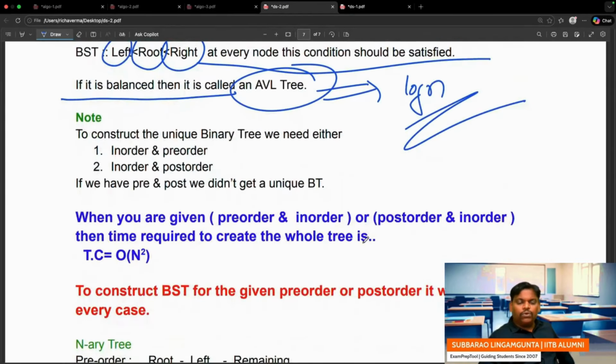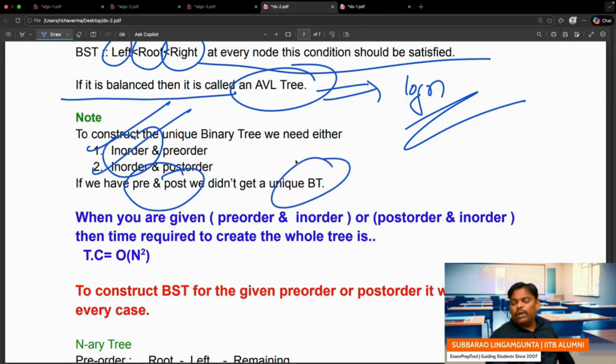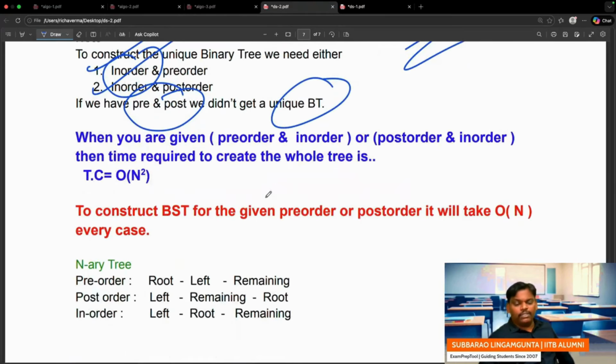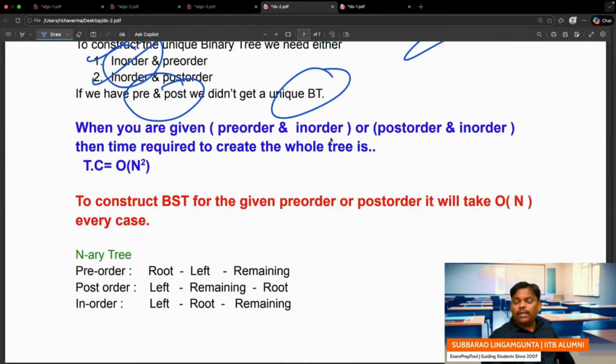Next one, note. To construct a unique binary tree, we need either in-order and pre-order, or in-order and post-order. Unique binary tree means in-order is compulsory. If we don't have the in-order and only pre and post are there, we don't get a unique binary tree. When you are given pre-order and in-order, or post-order and in-order, the time complexity to create the whole tree is order of n square.